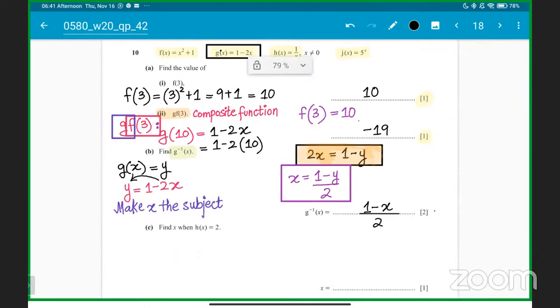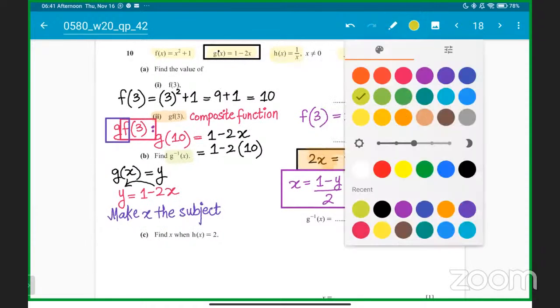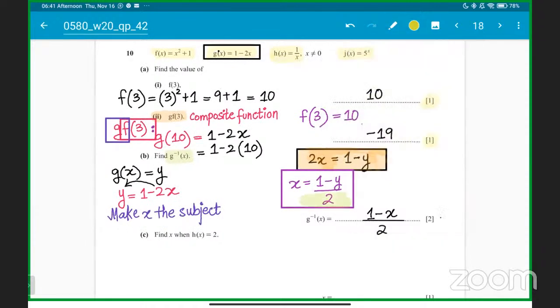Okay. How do we replace? Just like this, you will get it till here that 1 minus y divided by 2 is equal to x, right? X is the subject now. This is the answer for inverse. It's just you will replace y with x. That's it. 1 minus x divided by 2. Got it? You will write the whole answer the same as it is, 1 minus y divided by 2. Just replace y with x. That's your g inverse x.